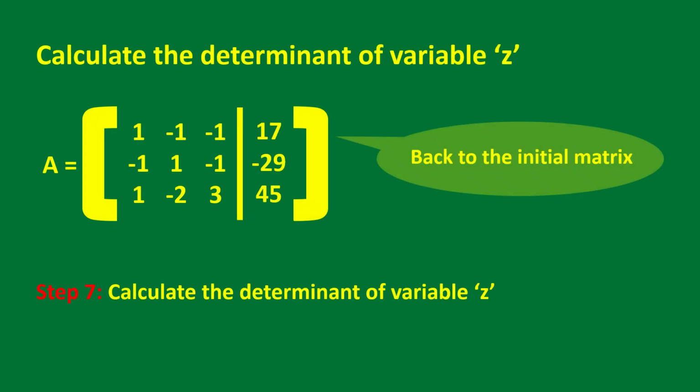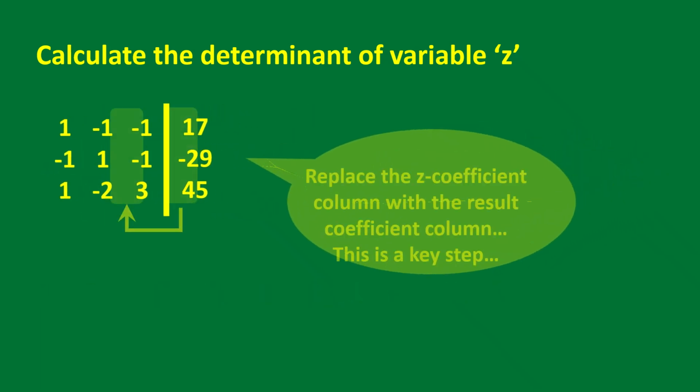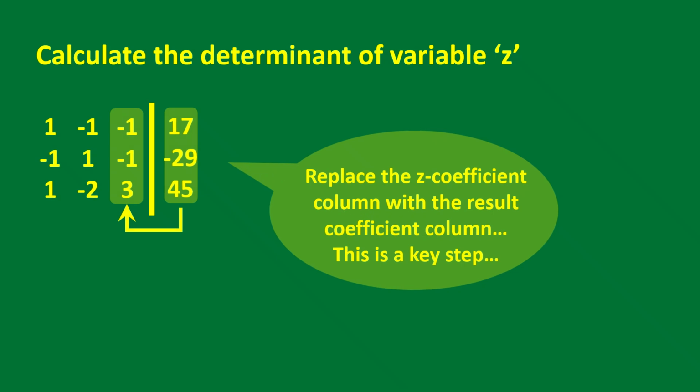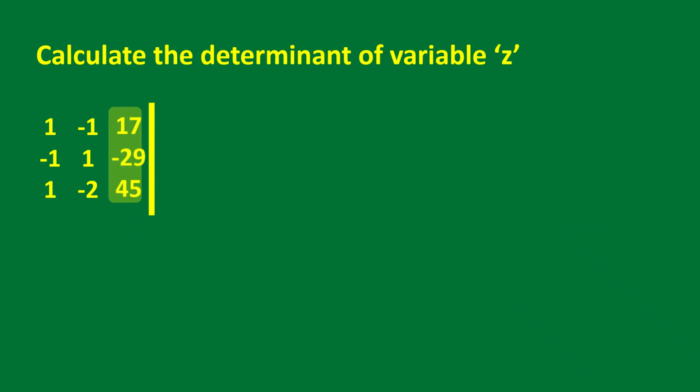Okay guys, we have solved for variable x and y, and now we're moving on to the next step. We're going to calculate the determinant of variable z. And now we're back to the initial matrix A first. As we did previously for variable x and y, we will do the same for variable z now. First, we have to replace the z coefficient column, which is the third column of the matrix, with the result coefficient column, which is on the right-hand side of the matrix. There you go. We have replaced the z coefficient column with the result coefficient column.